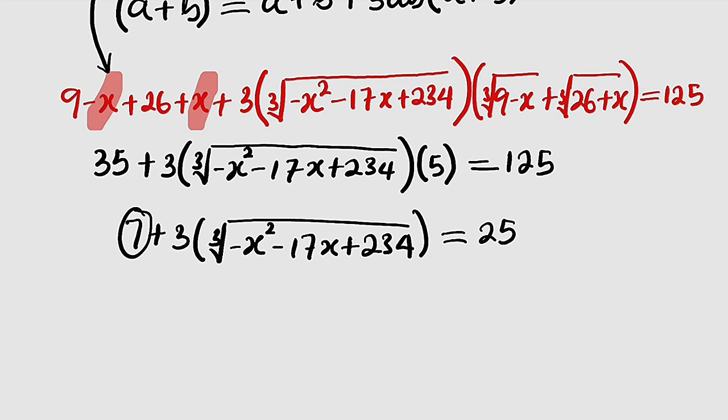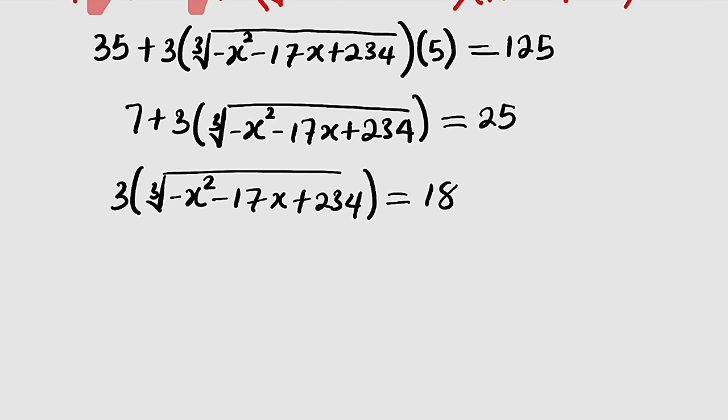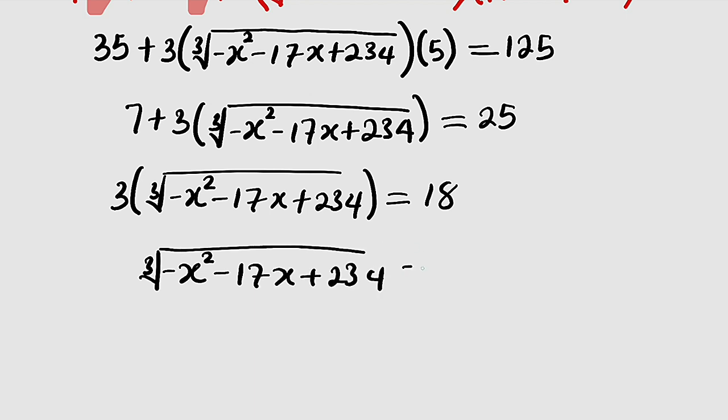Then we can take this one to the other side, leaving 3 multiplied by the cube root of negative x squared minus 17x plus 234 equal to 25 minus 7, which will give us 18 exactly. Then now we can divide both sides by 3. We have the cube root of negative x squared minus 17x plus 234. This is equal to 18 divided by 3, which is 6.